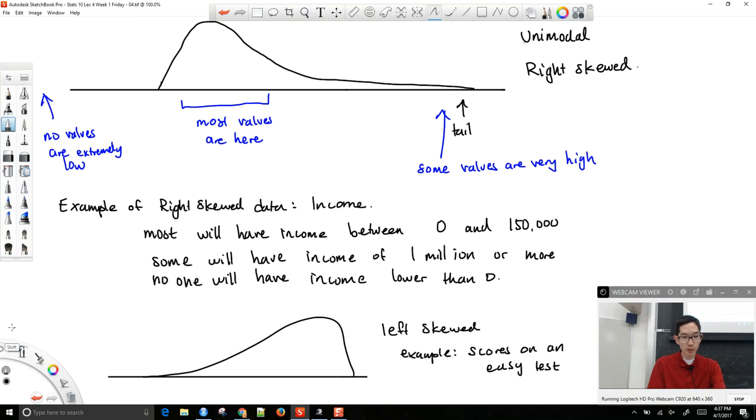These are unimodal. What would this be called? This would be bimodal. This would have two peaks, two ranges that are most common, something like that. Generally with a gap in between, an area in between that is less common.